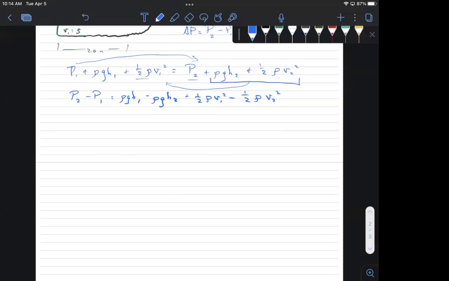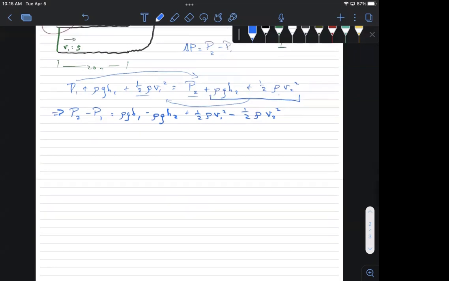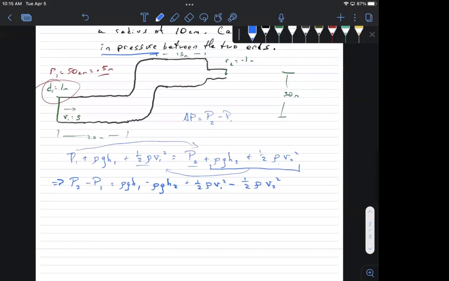It's exactly the same. It's still Bernoulli's equation. It's just I've rearranged the terms. I've moved them around. One side of the equation, the thing I'm solving for, is the difference in pressure, P2 minus P1. The other side is everything else. Once I have this, all I have to do is plug all my numbers in. But before I do it, let me make sure I know what all the numbers are.